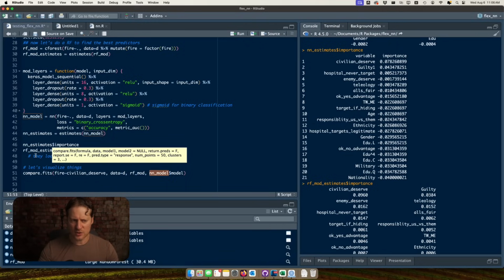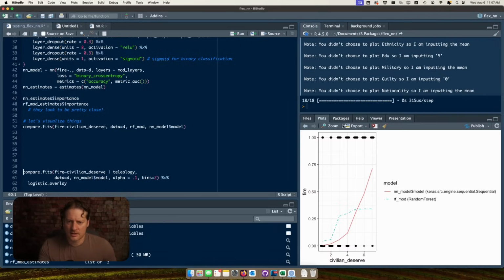In the future, you will only have to put nn model because that's kind of inconsistent to me. It's not there yet, and it wouldn't be hard to put it there. I just forgot. So let's go ahead and see what this looks like. Okay, so this is what we get.